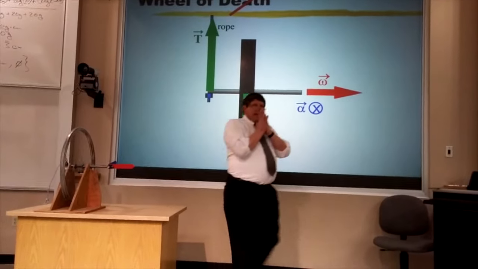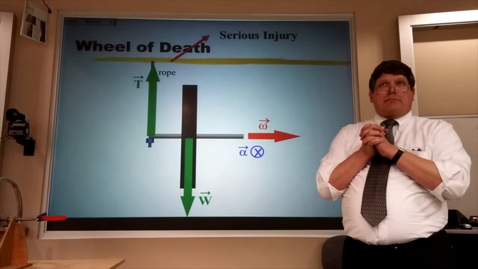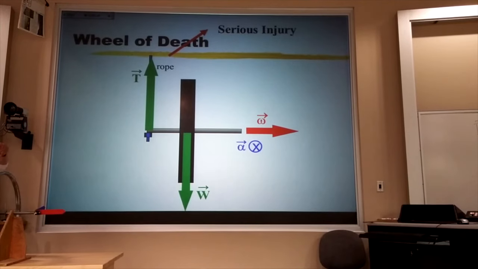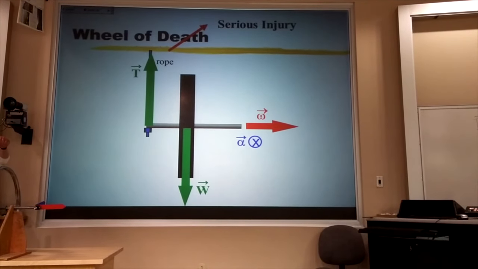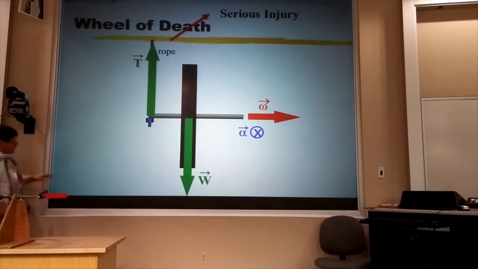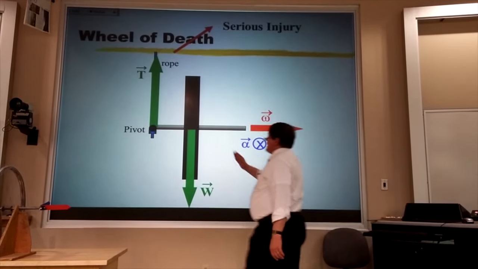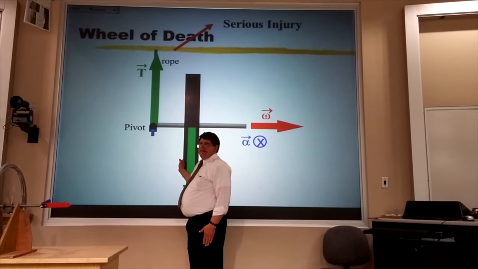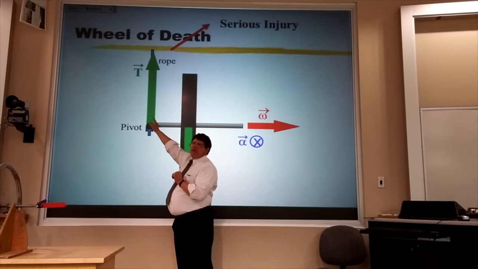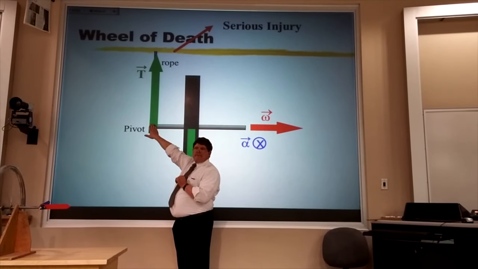Now, in order to look for torque, I always have to look for torque about some pivot point. In this case, as I was holding this, it was precessing, it was rotating about this point right here where the rope attaches to the bar. And so that's going to be my pivot right there. Now, let's take these forces one at a time. What torque do I get from this force? Is it out of the page, into the page, or zero?